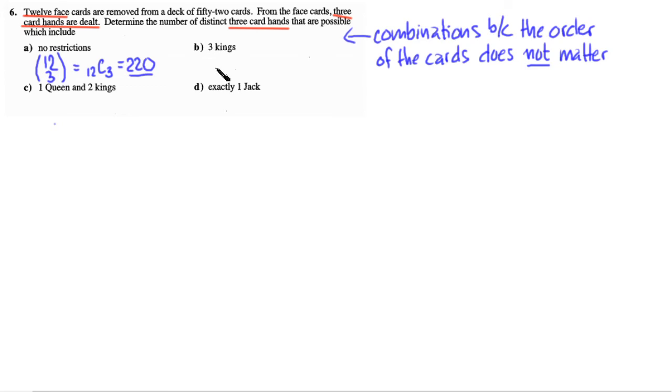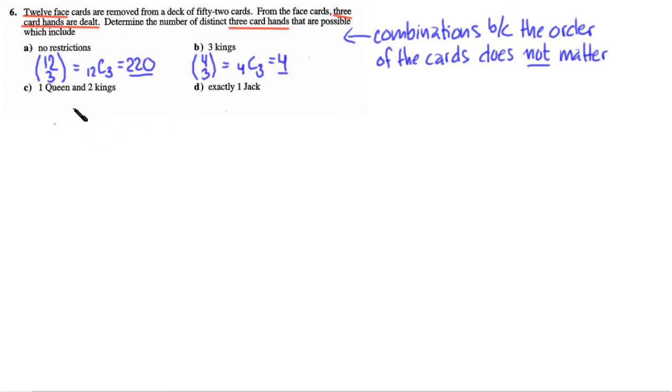In B, now we want to end up with 3 kings, the number of arrangements of 3 kings when we're dealing them from the 12 face cards. Okay, now among the 12 face cards we have 4 kings. So it's going to be a total of 4 that we're choosing from. We're choosing 3, so 4 choose 3. Or we can write that as 4 choose 3 using the C notation. And this is going to be 4 different arrangements involving 3 kings.